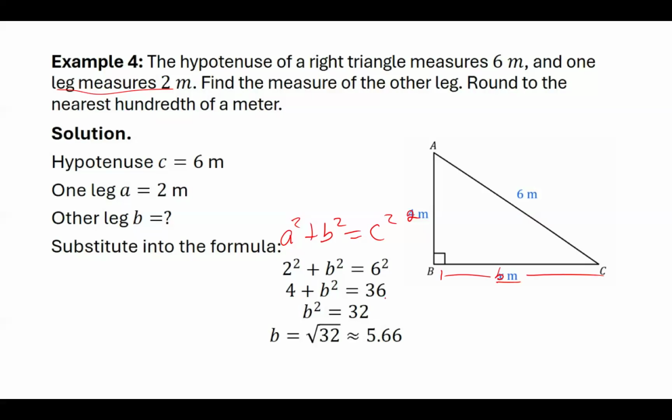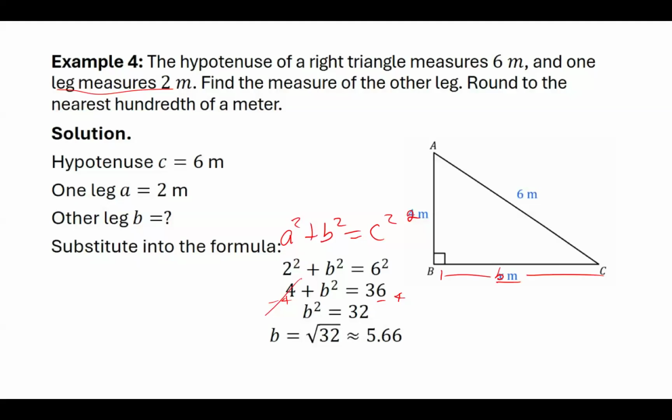So move the 4 to the other side by subtracting 4. It cancels and you get B squared equals 36 minus 4, which is 32. And finally, the last step, to cancel the exponent 2, you have to apply the inverse of the power. And the inverse of the power is the root, the square root. So find the square root of 32.